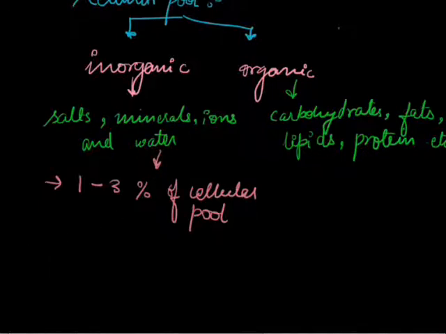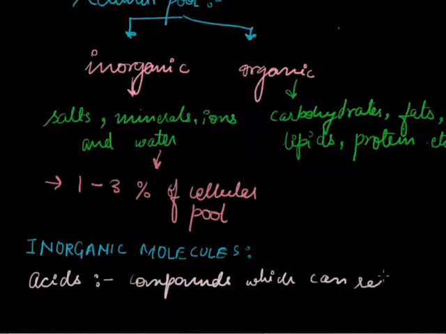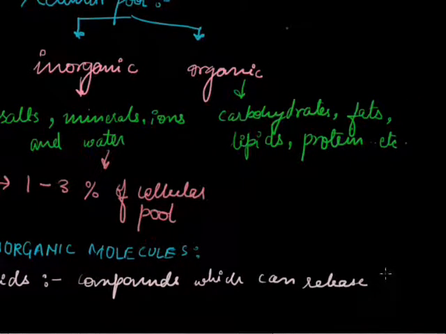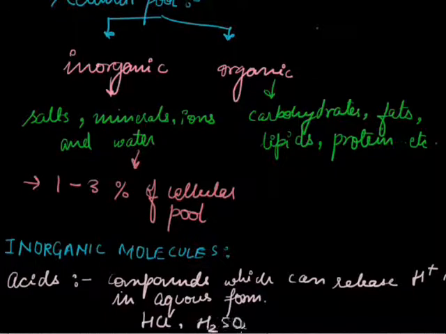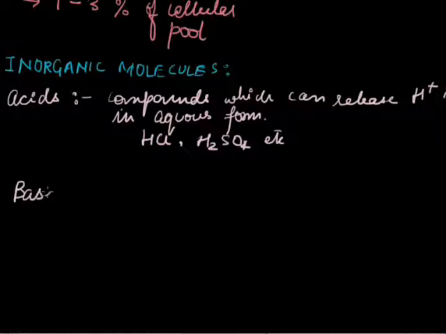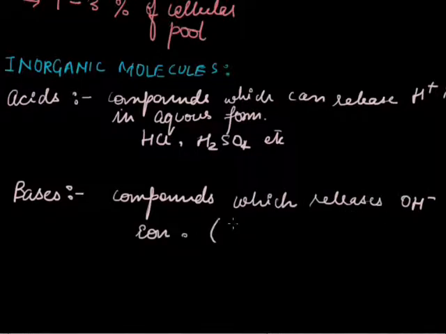Now discussing separately about inorganic molecules. First one, let's discuss acids. Acids are the compounds which can release H positive ions in aqueous form, for example HCl, H2SO4. Secondly, bases are also found in the protoplasm. These are the compounds which release OH negative ions, for example NaOH, Ca(OH)2.